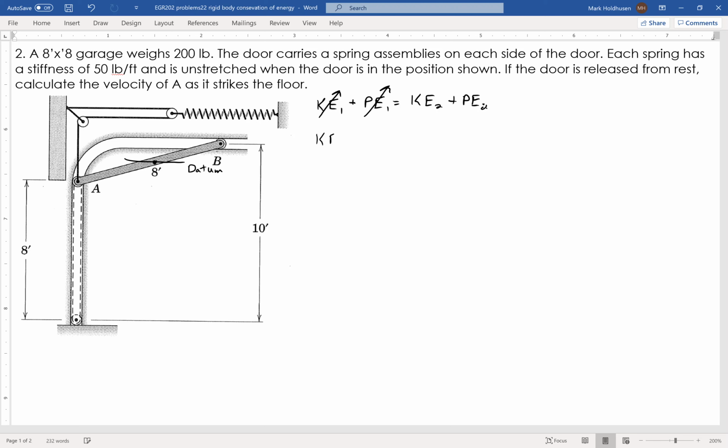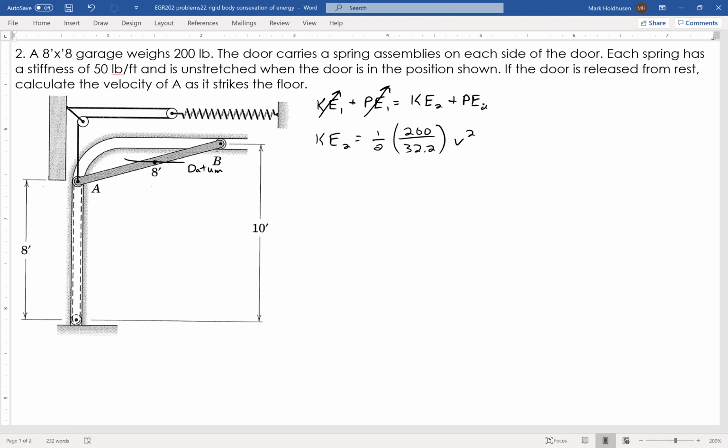So again, KE2 equals, now at this point, this thing is perfectly vertical, so it's only sliding up and down, right? So there's not going to be any rotation at the end point. At that instant, it's only translating straight down. So I only have the 1/2 mv squared on this. So that's going to be 200 divided by 32.2 to get to mass. And then v squared, which is what I'm looking for. And again, there's no rotation at this instant because it's just going straight down. It's in that straight part of the guide there.